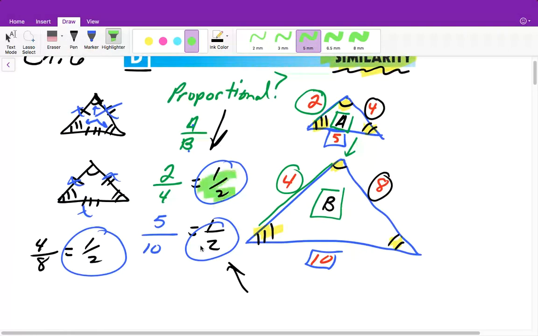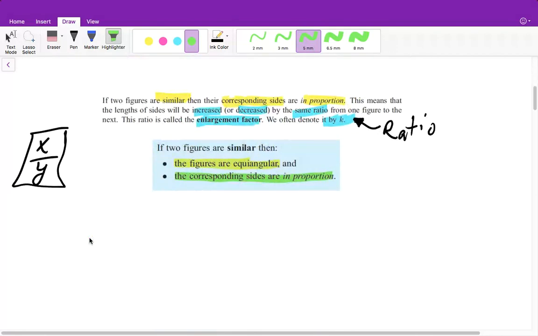We did that already with this one before. We showed that all of our angles were the same, and then we showed that all of our sides are proportional. So if I tell you two triangles are similar, then we know that these two things 100% happen to occur: that they are equiangular and all their sides are in proportion.